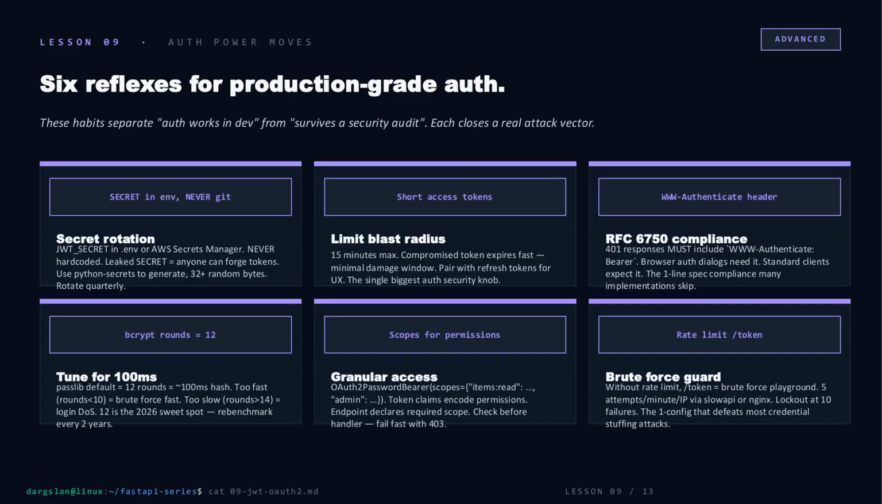Refresh tokens are one piece. Here's the full senior checklist. Keep your JWT secret in ENV or a secrets manager and rotate it quarterly. A leaked secret means anyone forges tokens. Tune bcrypt to 12 rounds, that 100-millisecond sweet spot between brute-force fast and login DoS slow. Use scopes so endpoints declare required permissions and fail fast with a 403. And 2 specs people skip. Send WWW-Authenticate: Bearer on every 401 and rate limit /token to 5 attempts per minute, or it becomes a credential stuffing playground.